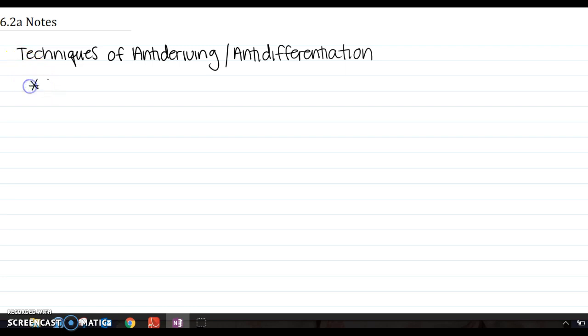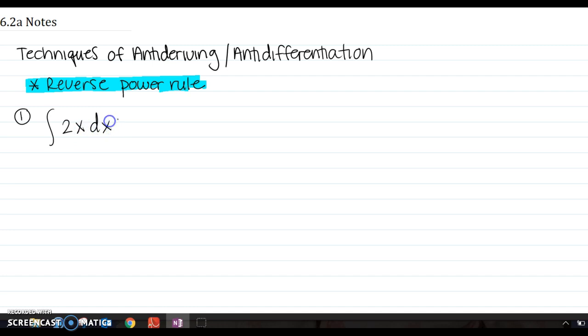First technique is simply to reverse the power rule. So for example, if we have something like the integral of 2x dx, our function would be y equals 2x squared over 2 plus c, which simplifies to y equals x squared plus c.